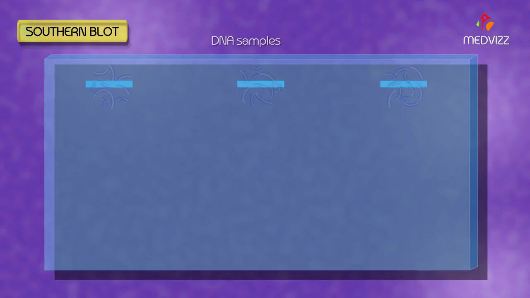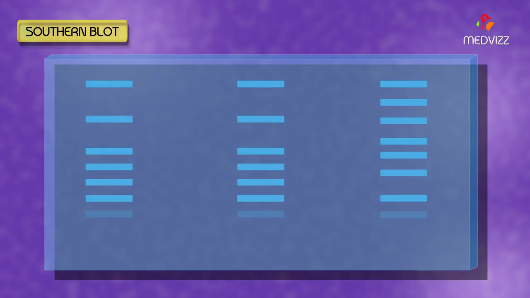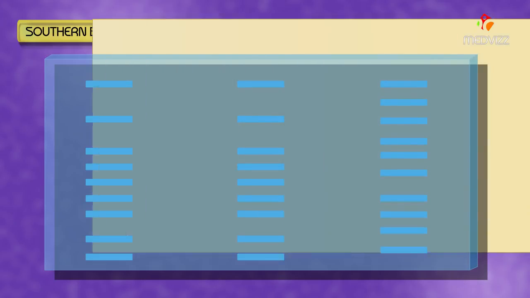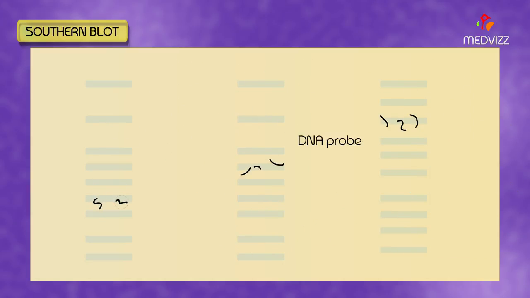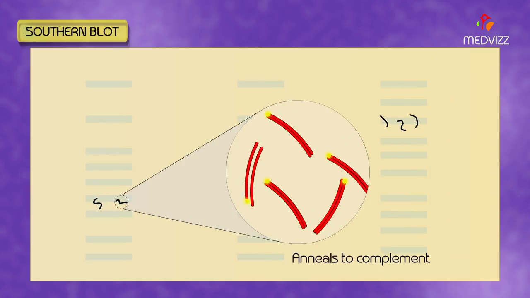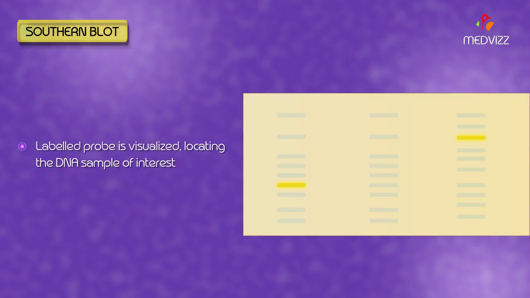DNA samples are separated via electrophoresis on a gel. The separated DNA is transferred to a filter. The DNA is exposed to a labeled DNA probe that anneals to its complement. The labeled probe is visualized, locating the DNA sample of interest.